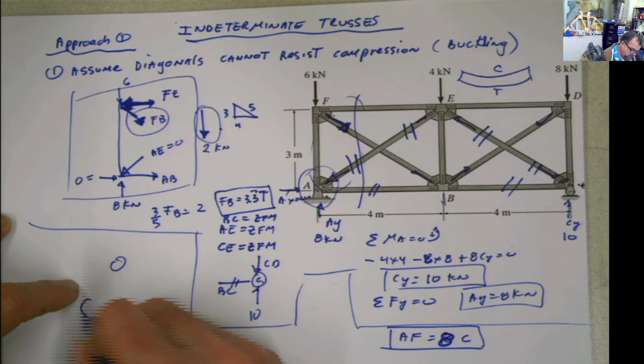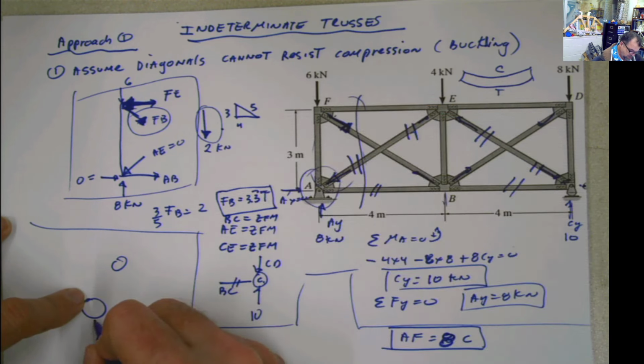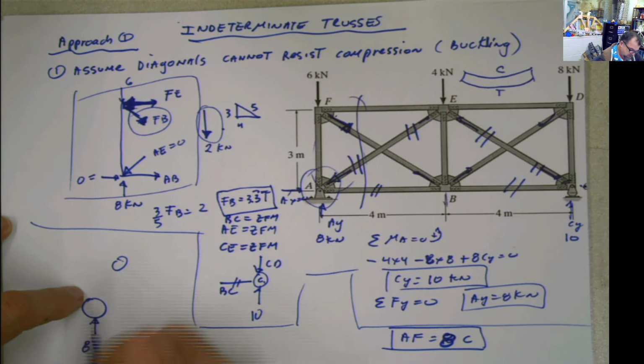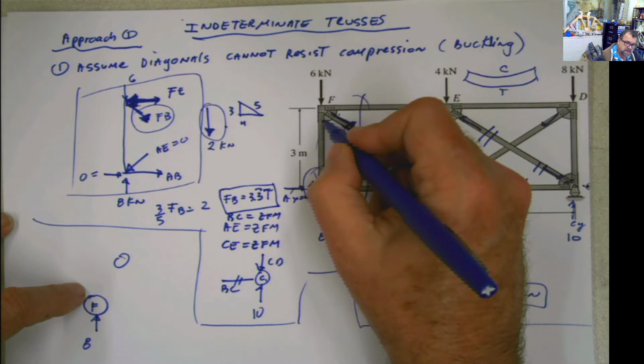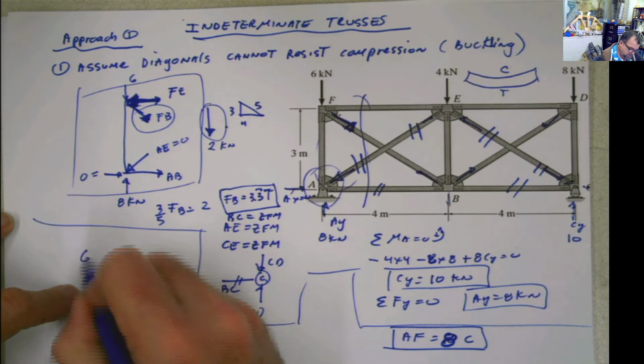If you move to that joint over there, you have this bar, which is 8 in what? In compression. 8, this is the joint F. This bar is 8 in compression. Now, what else do we have? I have this 6 coming from here.